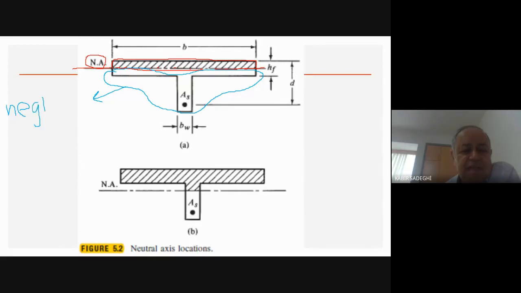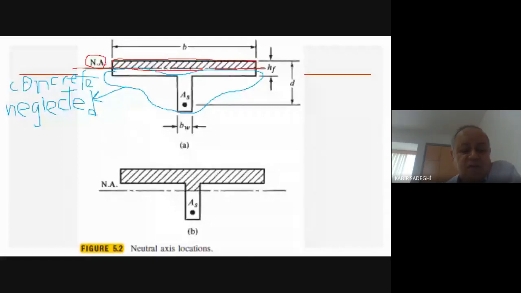When I say neglected, I mean the concrete is neglected. We don't consider that in the design. Of course, concrete is neglected. We consider there only the steel. Concrete is neglected. Therefore, what does it mean?